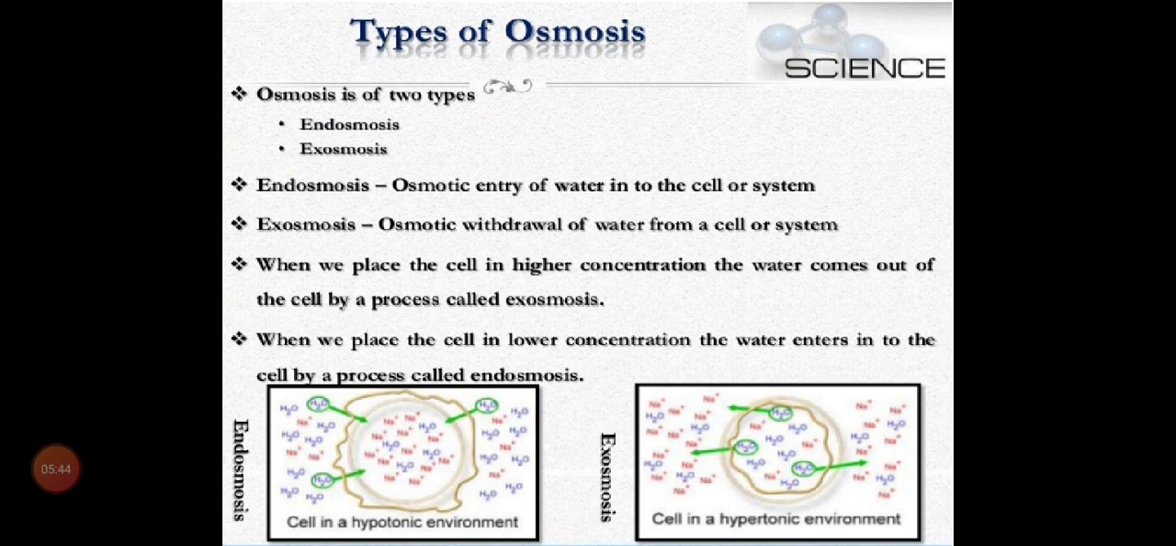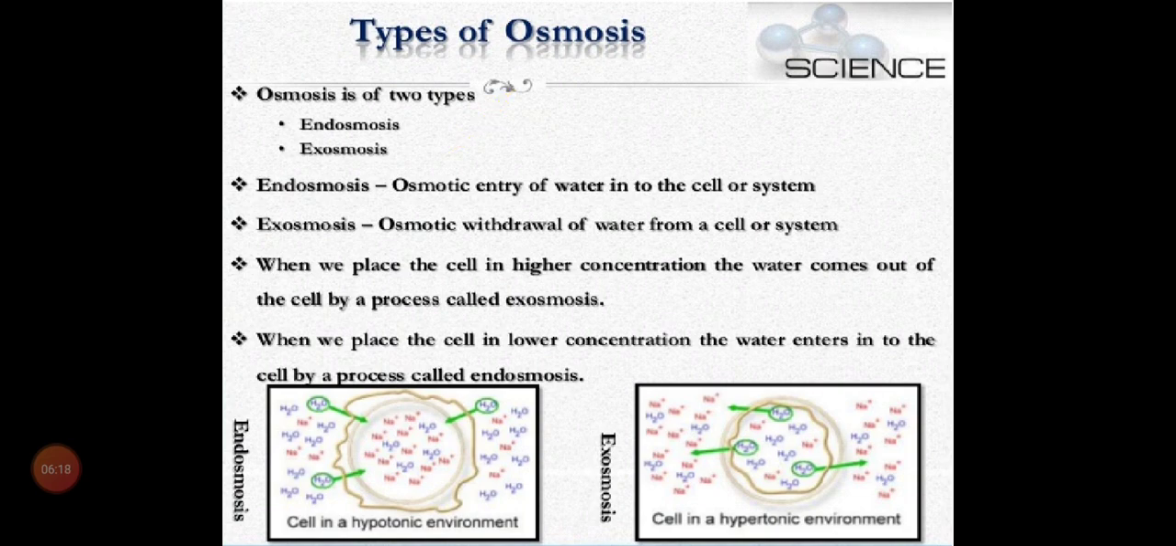Osmosis is defined as, clearly try to listen, a movement of water molecules from its higher concentration to lower concentration is called osmosis. So what is osmosis? Movement of only liquid, not solid, not gas. Movement of liquid from its higher concentration to the lower concentration is called osmosis. So there are two types of osmosis, endosmosis and exosmosis.